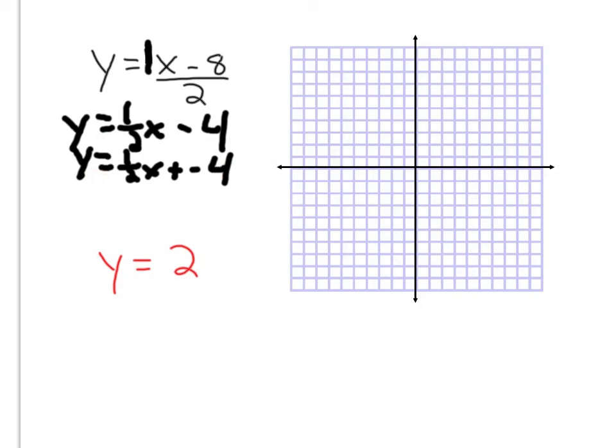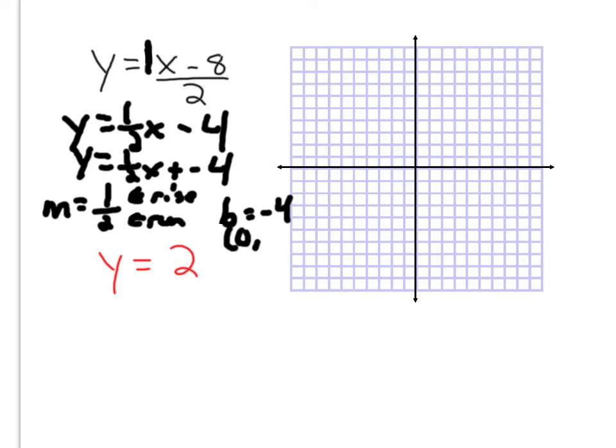So my equation is now in slope-intercept form. That means I'm almost ready to graph, but first I need to pick out my slope. My slope is 1/2, and again, that means we've got our rise and our run. And then my b, my y-intercept, is negative 4. That means that's where it crosses the y-axis. Now that I've found both of these things, the next thing I'm going to do is plot my y-intercept. My b is negative 4, so my y-intercept is (0, negative 4). So I'm going to plot that point.